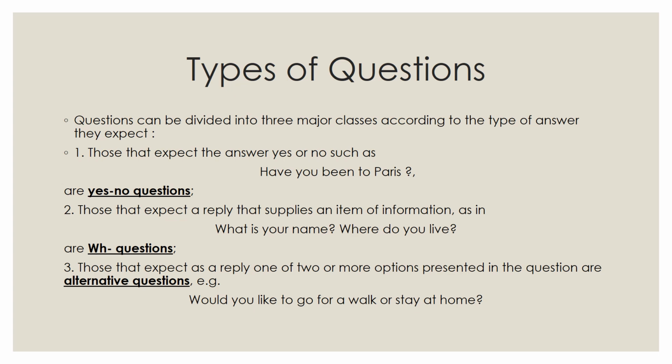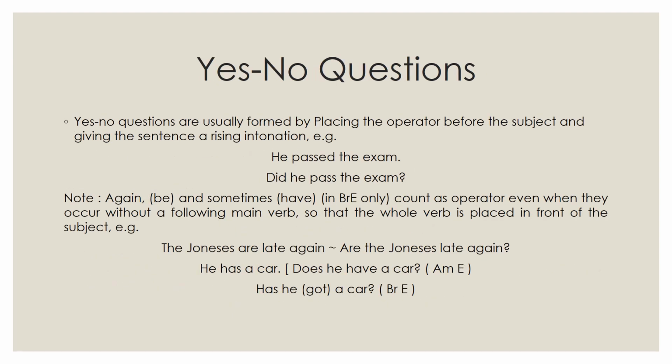So these are the three main types of questions in English, and we have divided them, as you see, according to the answer we expect to get from our listeners. The first type of questions we are going to deal with in detail here is the yes/no question. Yes/no questions are usually formed by placing the operator before the subject and giving the sentence a rising intonation.